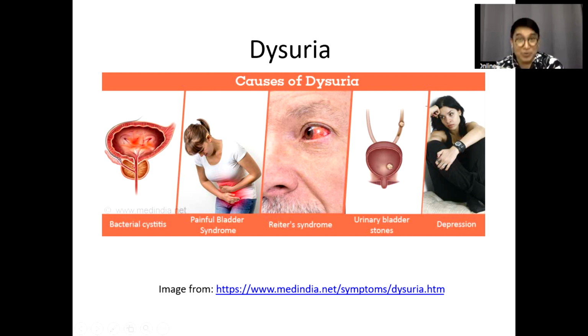Next, dysuria is usually manifested by burning in urination. This is associated with urinary tract infection, and the common cause of this could be ascending infection in both males and females. So the treatment would be administration of antibiotics.